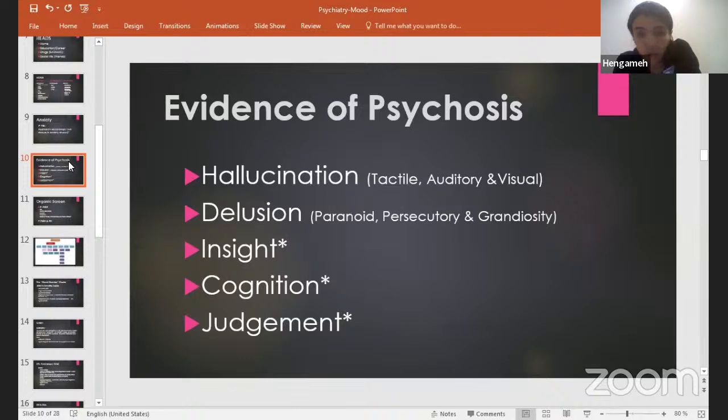Then we have cognition. Do you know where you are? Do you know what time of the day it is? And then we have judgment. Judgment is the famous fire question: if there's a fire in this room, what would you do?